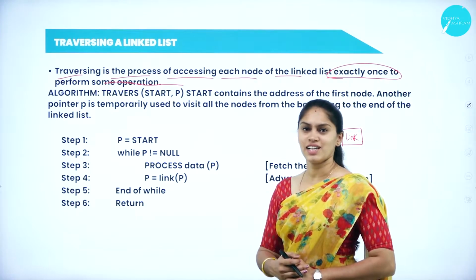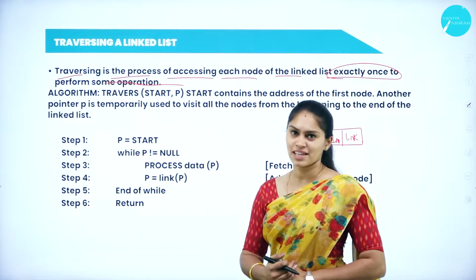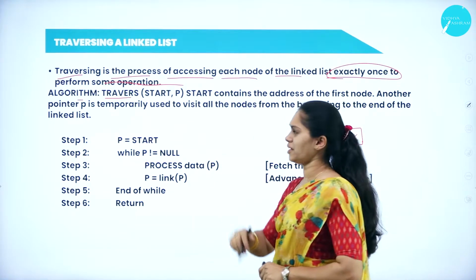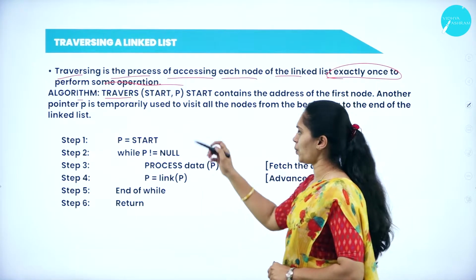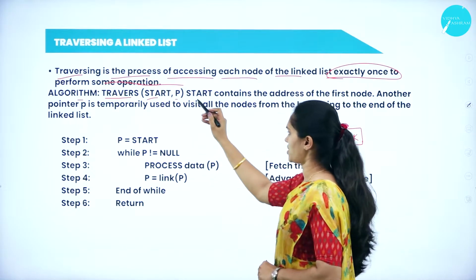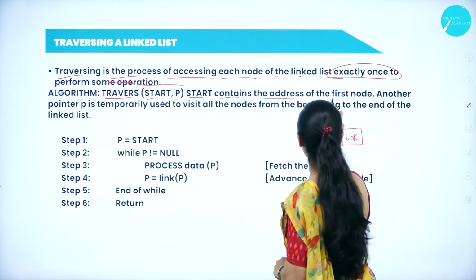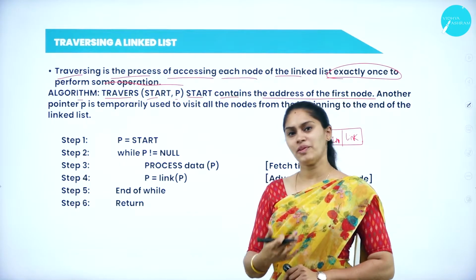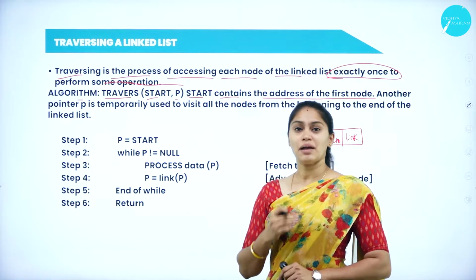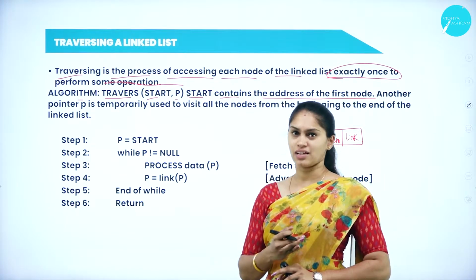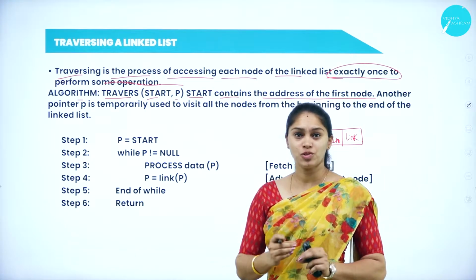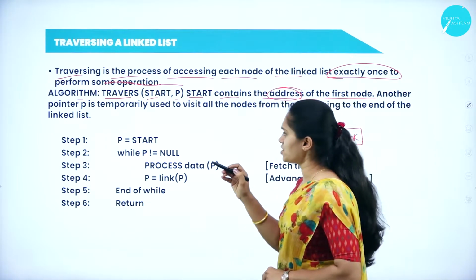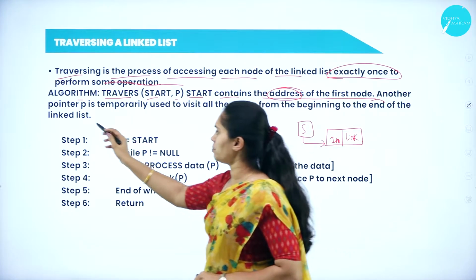Now we'll see the algorithm in order to perform the traversing of a linked list. Here we have an algorithm and the function name is traversing. There I require the start pointer and position. The start contains the address of the first node. When I want to traverse, that means when I want to visit each node of a linked list, I must know from where I have to start. That is the usage of this start. It will contain the address of the first node, and another one is the pointer P.